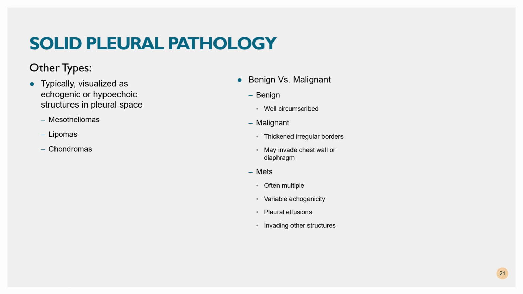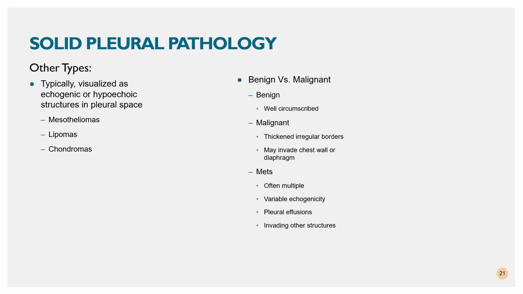When something becomes malignant, usually they're going to have more thickened, spiculated, irregular borders. They can invade into other tissues, and that's going to be more indicative of a malignancy. Mets, often they're going to be multiple. They can have variable echogenicity, specifically because they could be coming from any organ, so they could have different cells making up those mets. So we know that there's no one appearance that we can find.